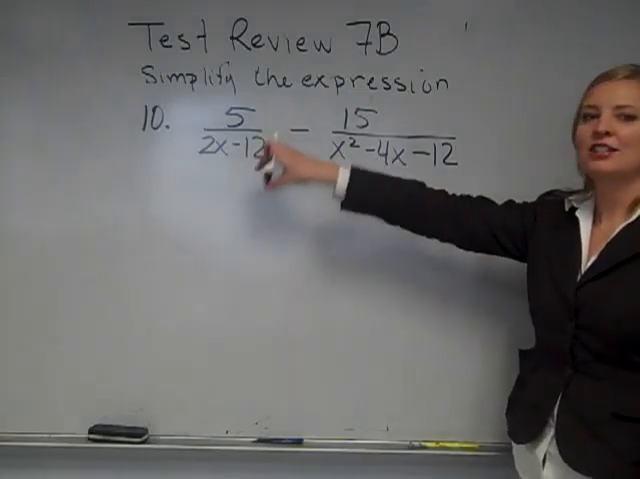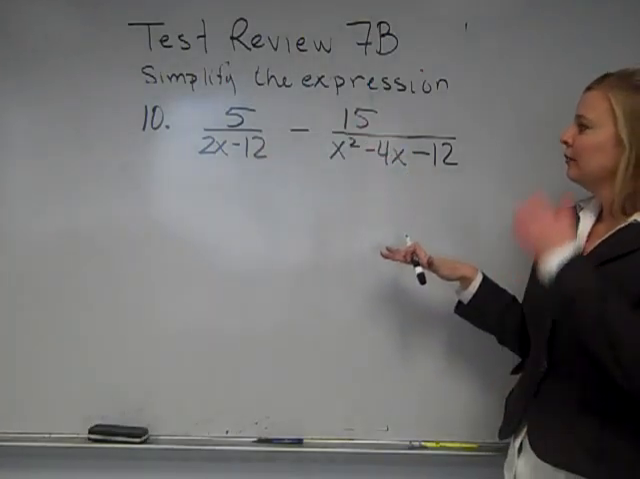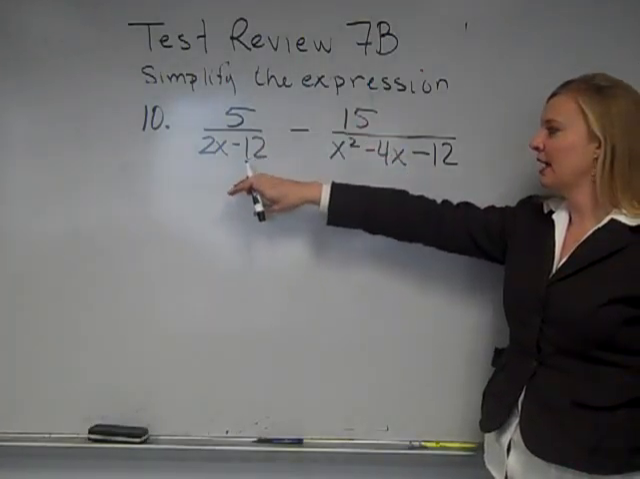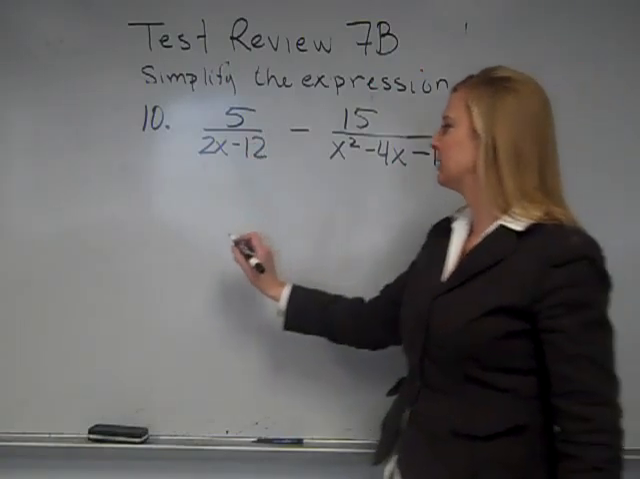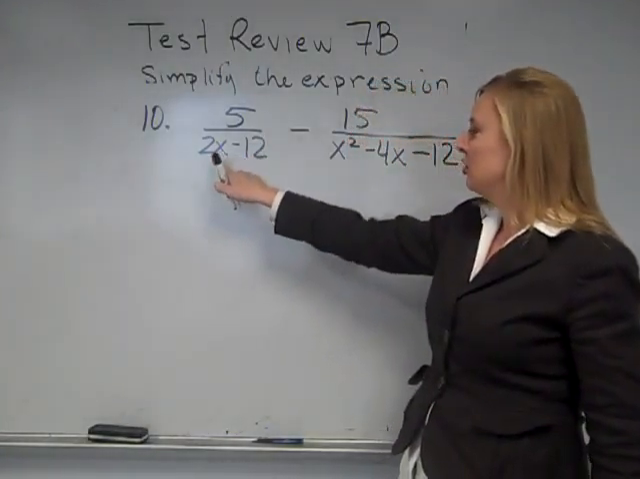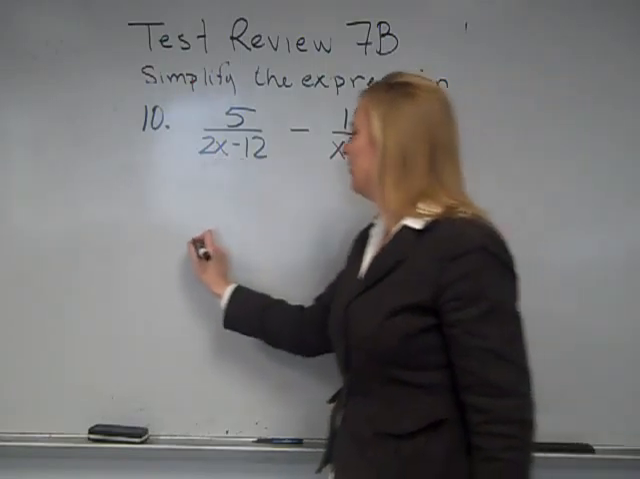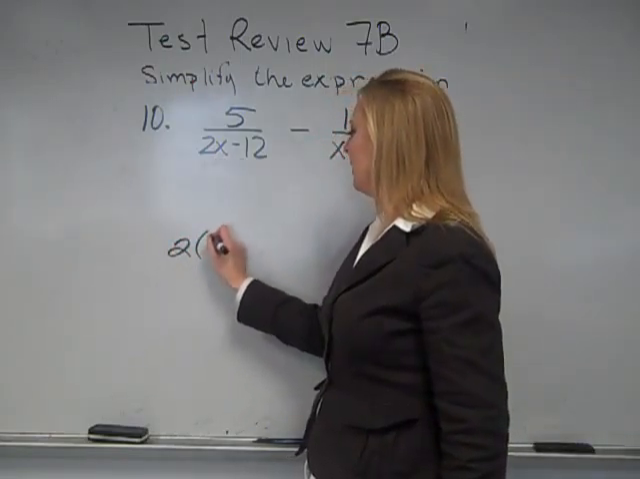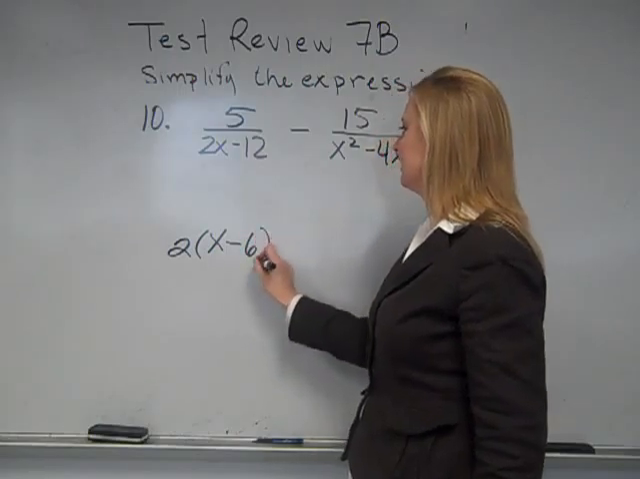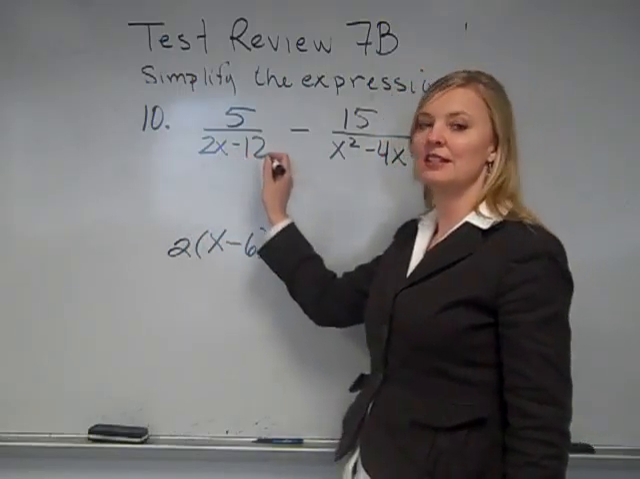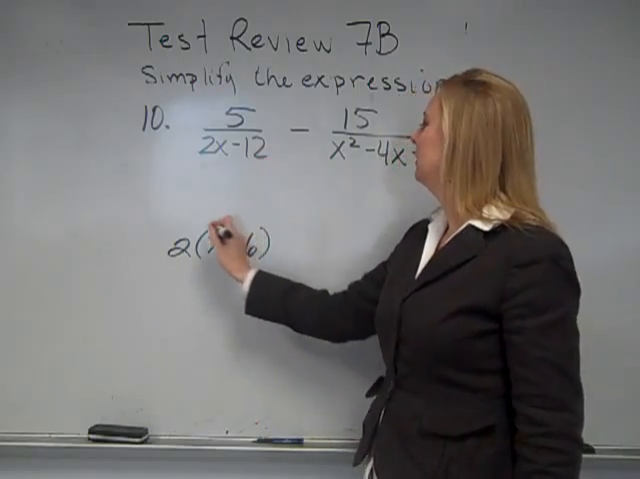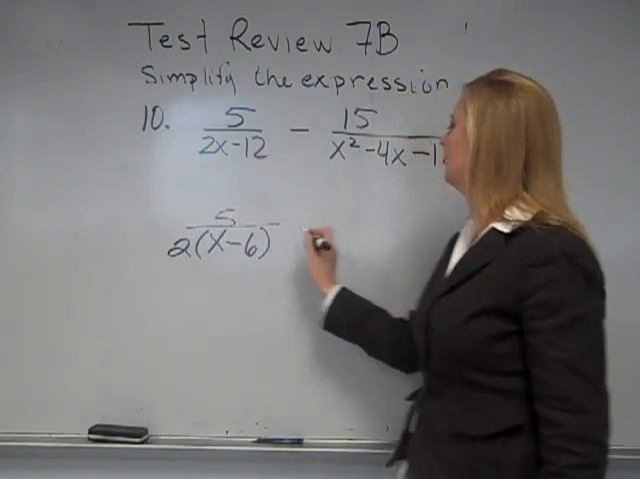Again, we're subtracting two rational expressions. Before we subtract, let's go ahead and break this down. Break down our denominator by factoring it as much as we can. 2x minus 12, I can factor out a 2 and I would be left with x minus 6. 2 times x is 2x. 2 times negative 6 is negative 12, all over 5.